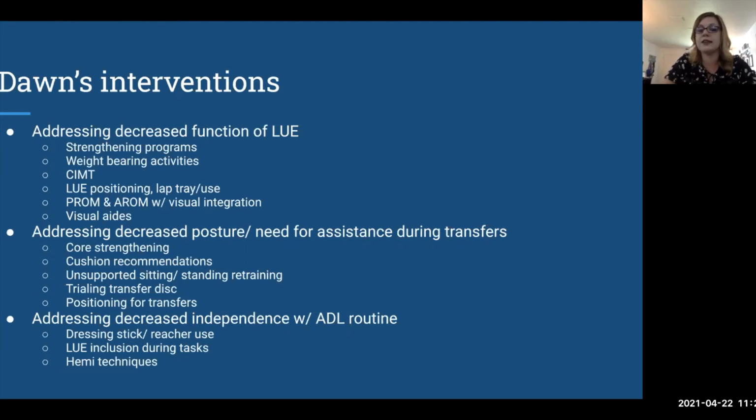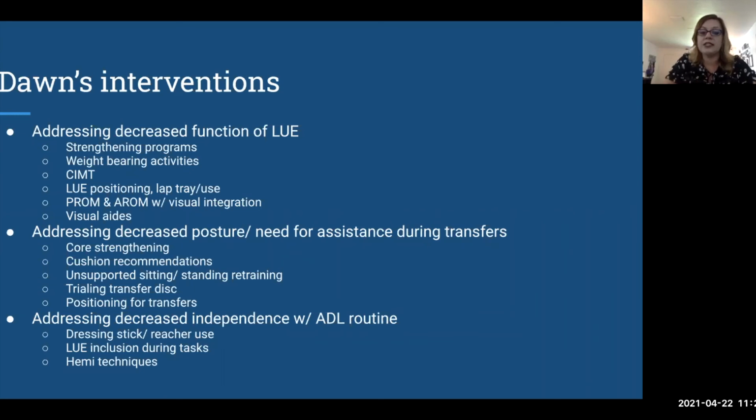We've done a lot of unsupported sitting and unsupported standing retraining, whether that be at a grab bar or at her sink. We trialed a transfer disc for Dawn to get in and out of her recliner chair. And I've also provided Dawn with a lot of education and trialing of different positioning for transfers, such as teaching her to transfer to the strong side.